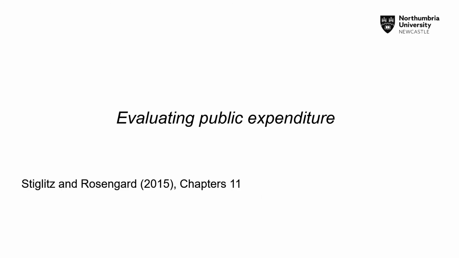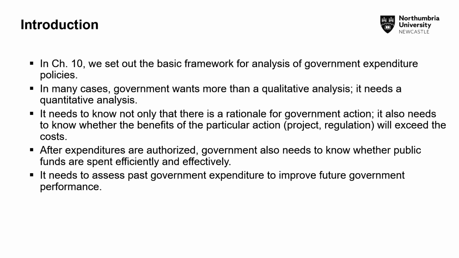Now let's evaluate public expenditure. Are these programs effective? Note the text that corresponds to this is chapter 11 of Stiglitz and Rosengard, the textbook that we are using now. So let's continue. In Chapter 10, we set out the basic framework for analysis of government expenditure. Specifically, we looked at efficiency and distributional aspects. Now what we need to talk about is how we assess the performance of government expenditure projects, and the intention is to improve future government performance.